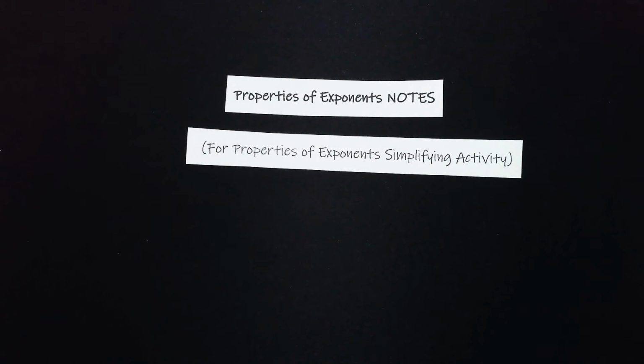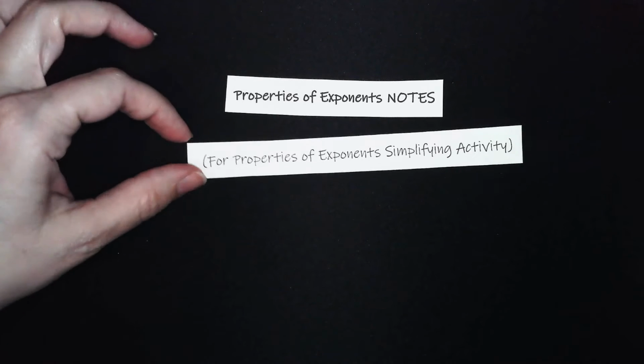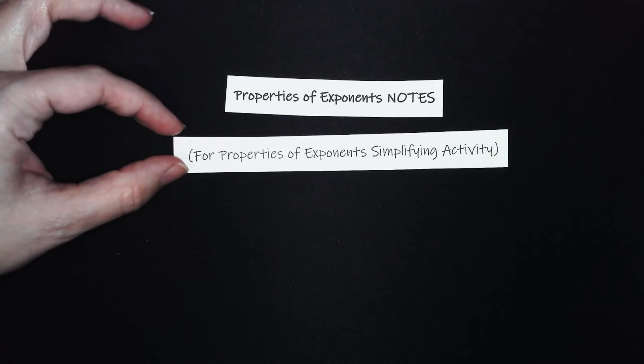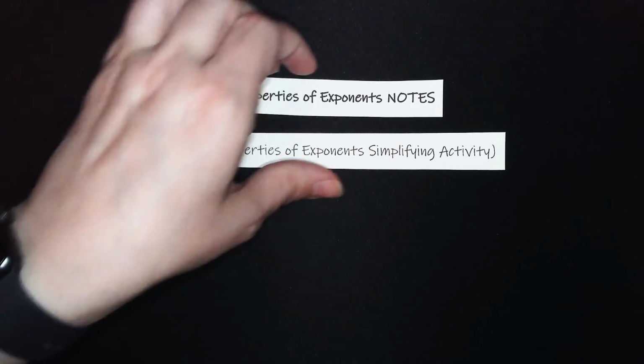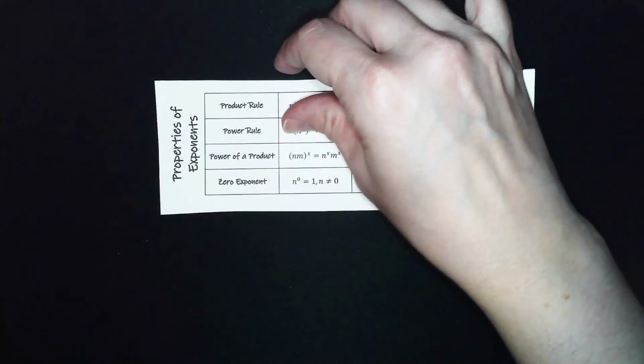All right, so these are the notes for math support for the first lesson when we're starting chapter 5 within our Algebra 2 class. So we're going to review properties of exponents. These notes will be for the simplifying exponents activity. Okay, so let's start with our rules of exponents.